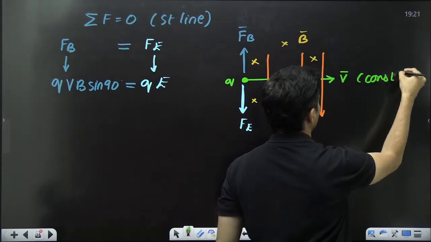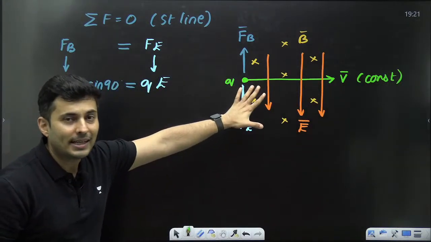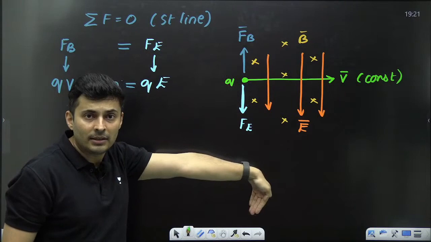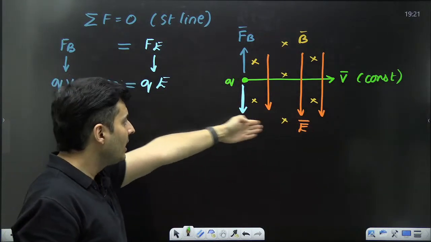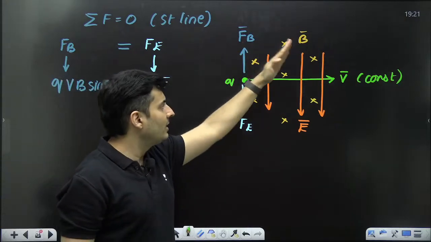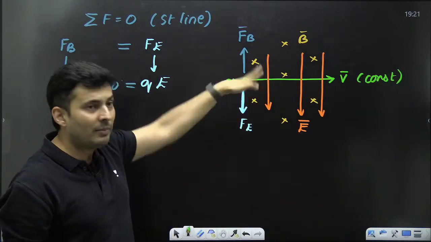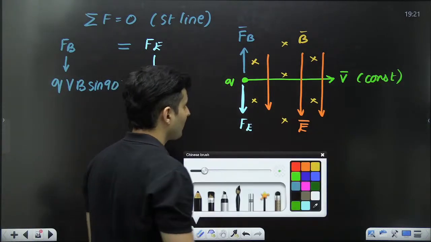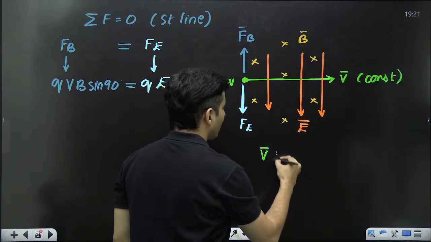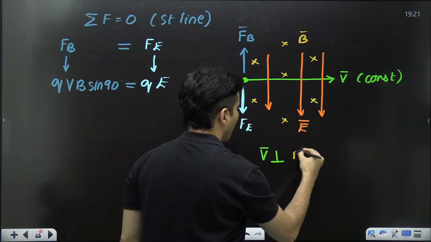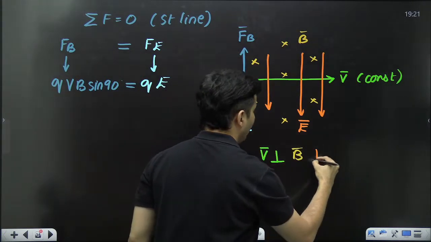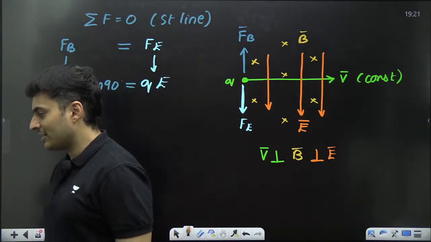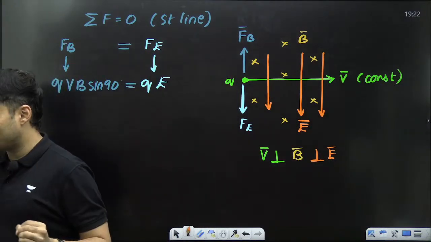Do you also see that this velocity is perpendicular to the magnetic field and perpendicular to the electric field? The electric field is perpendicular to velocity as well as the magnetic field. The magnetic field is perpendicular to velocity, and also perpendicular to the electric field. All three of them are mutually perpendicular to each other. Everything is perpendicular in this case.